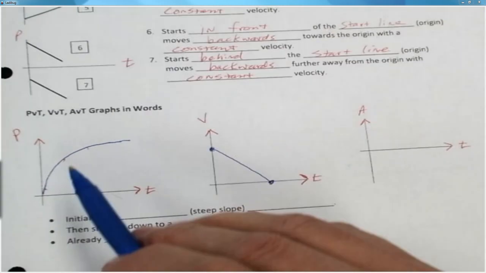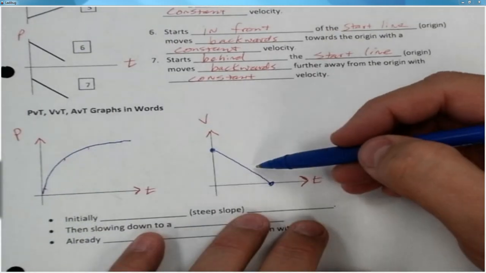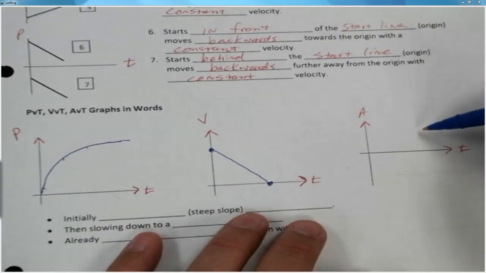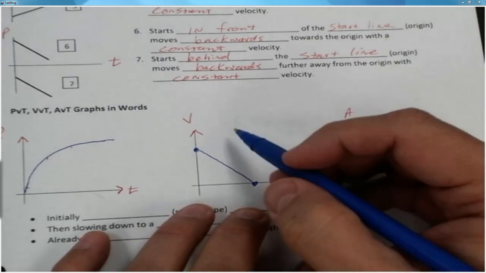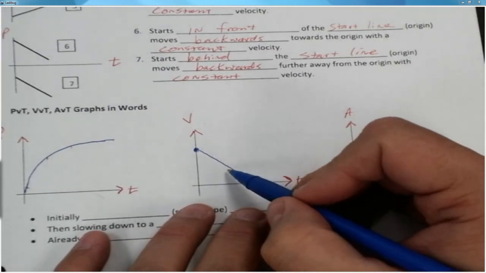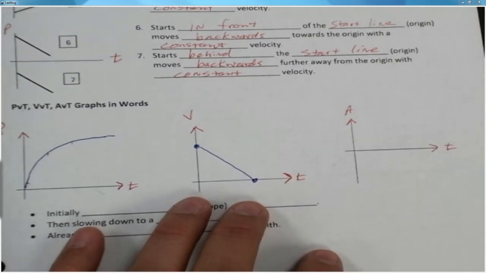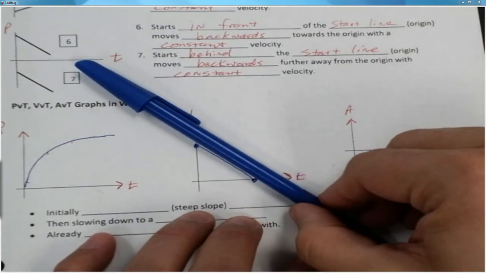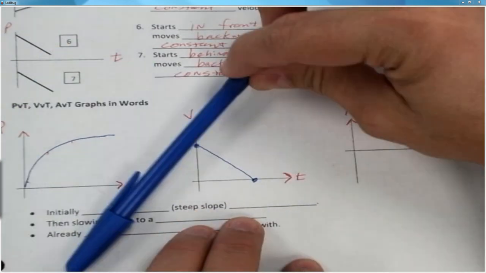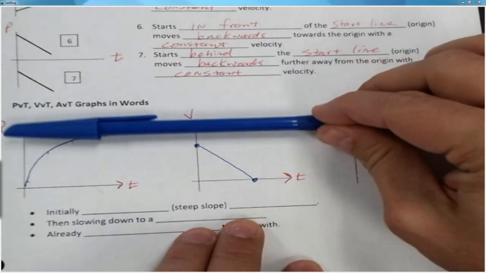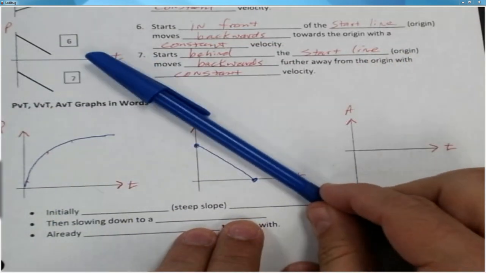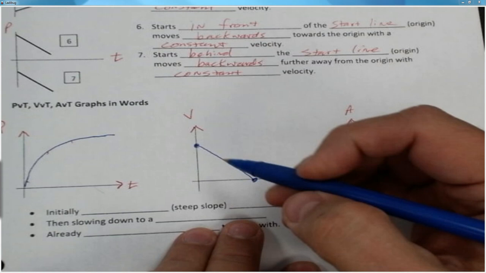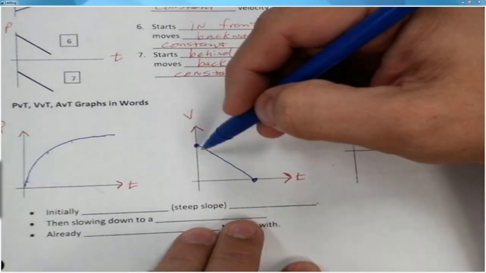Okay, so the slope of the position versus time gives me the velocity versus time. The slope of the velocity versus time gives me the acceleration versus time. So what is the slope of this? Okay, let's think about this. Is that a positive slope or a negative slope? But if this is positive and this is 0, then this must be negative. So I've got a negative slope, and it's a straight line.